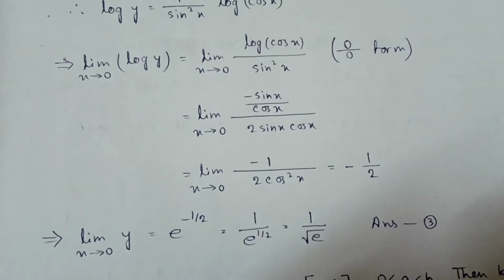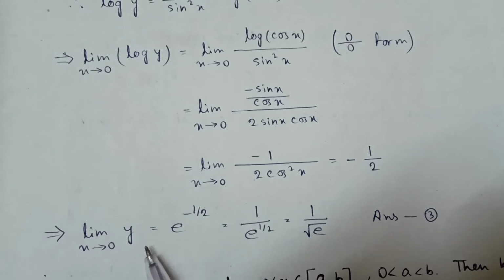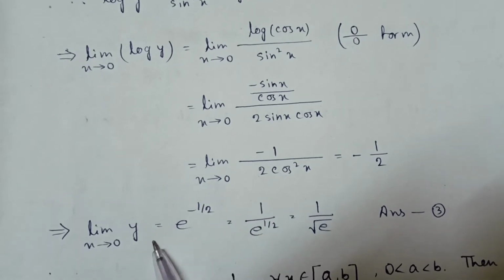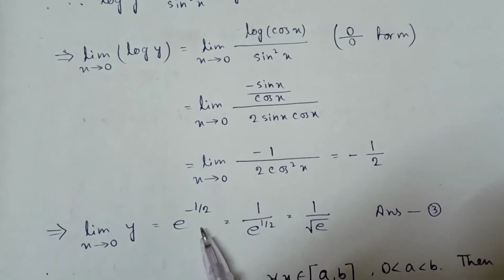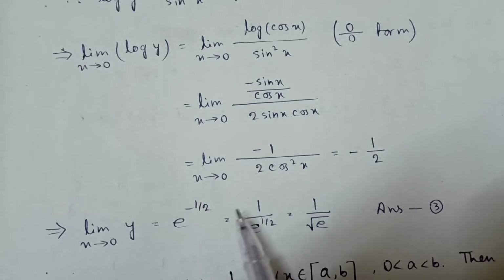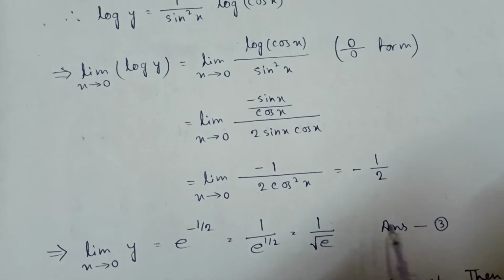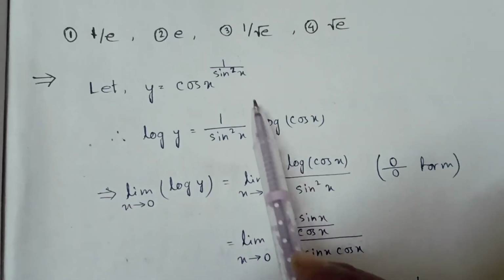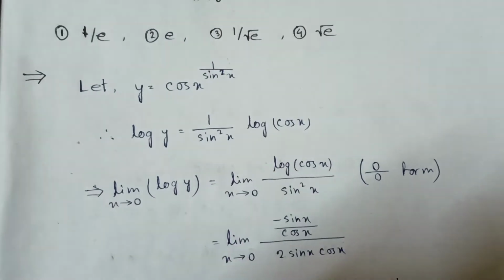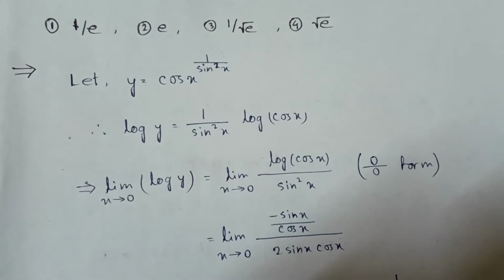Now to eliminate log, we will take exponential both sides. So limit y becomes e to the power minus half. So the right answer is 1 over root e, which is option 3. Option 3 is correct. Now let's go to the third question.